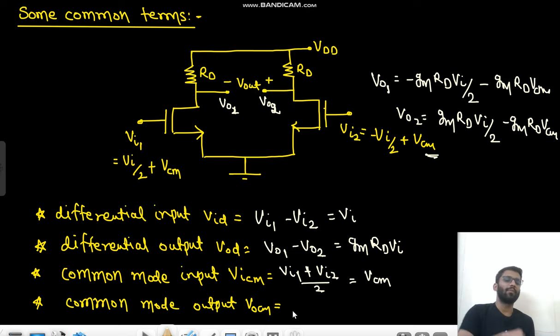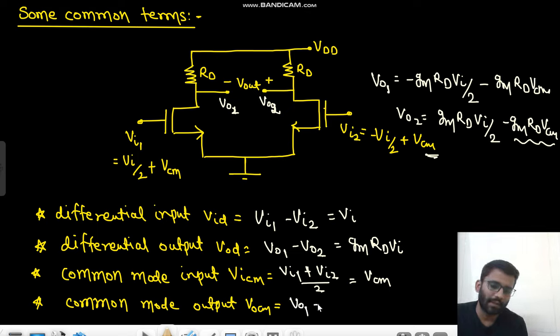What is your common mode output? Your common mode output is this, minus GMRD into VCM. So how will you get that? V naught 1 plus V naught 2 by 2. Right? Common mode output is V naught 1 plus V naught 2 by 2.